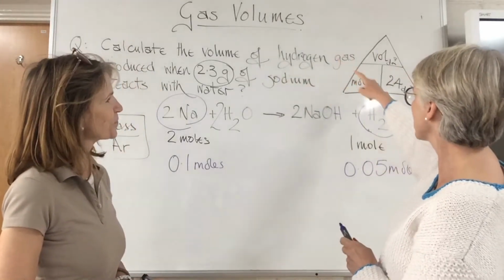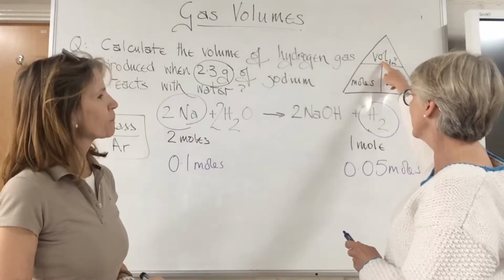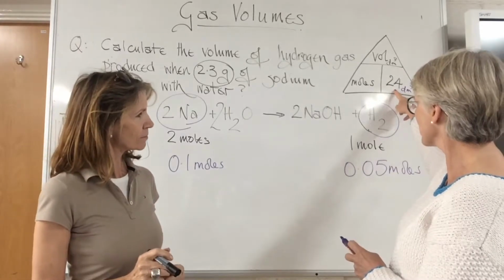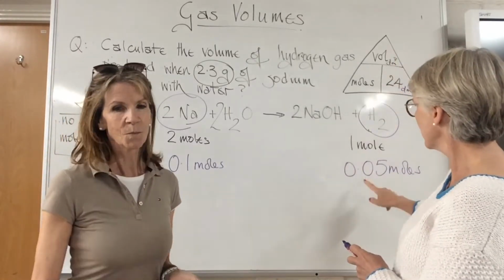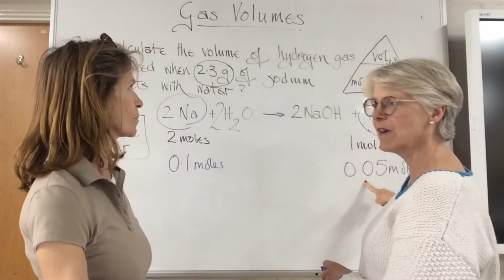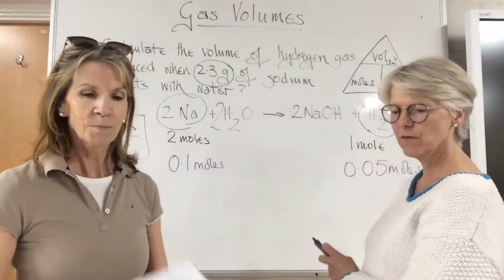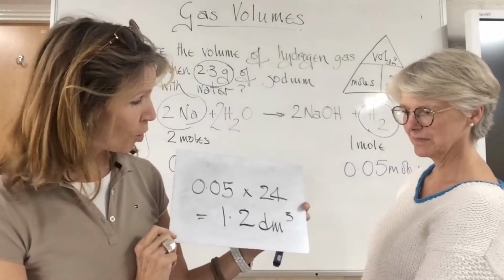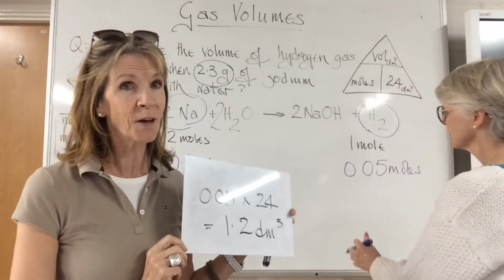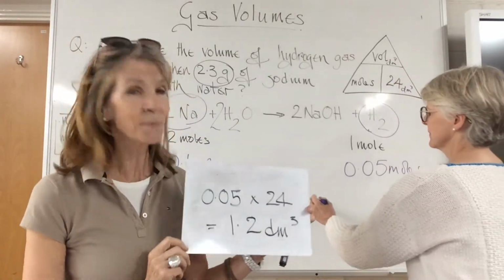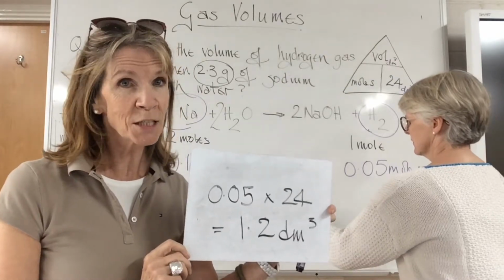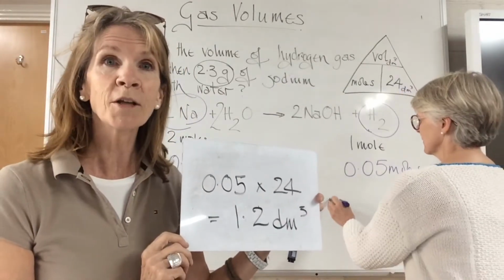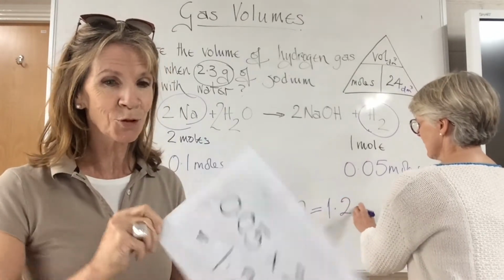So now let's have a look. Calculate the volume of hydrogen gas. So we want to know the volume. We know the number of moles, and we know we've got to multiply it by 24. So to get the volume, it should be 0.05 times 24. Here's the calculation I prepared earlier. So that would be number of moles, which is 0.05, is that correct? Yes. Times the molar volume, which is 24 dm cubed. And that will give you 1.2 dm cubed.